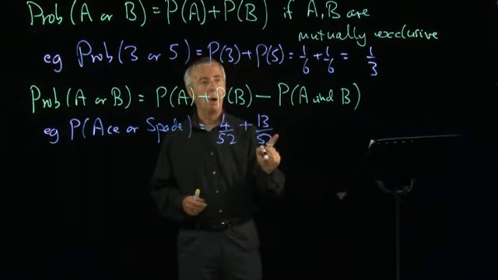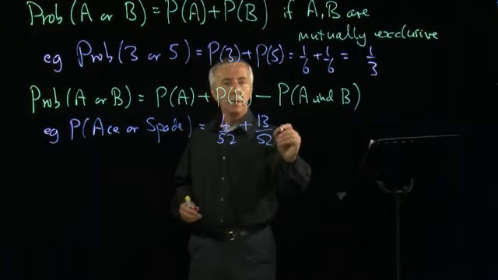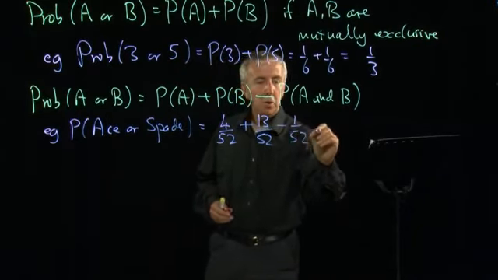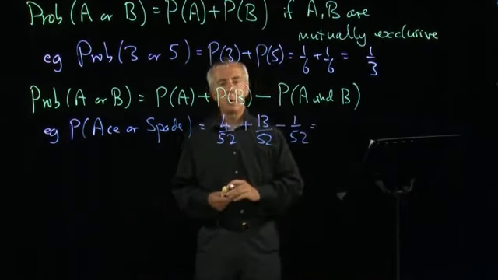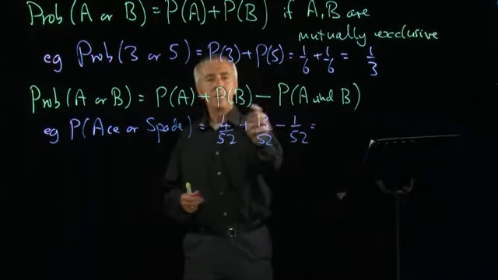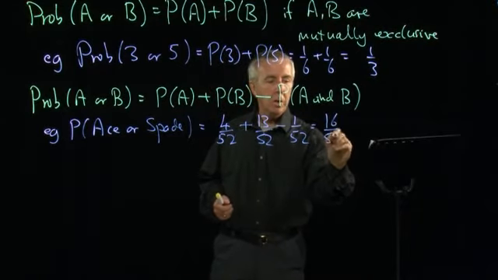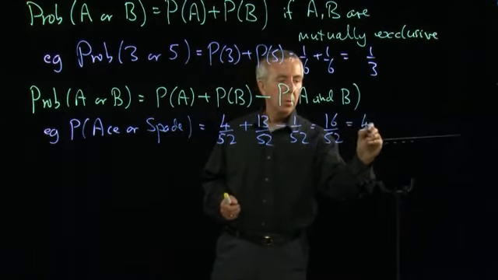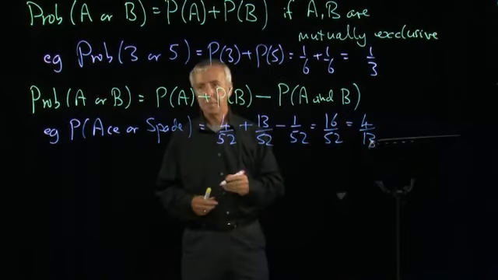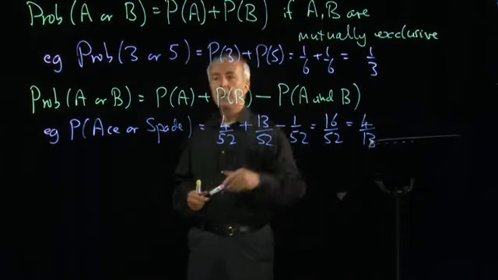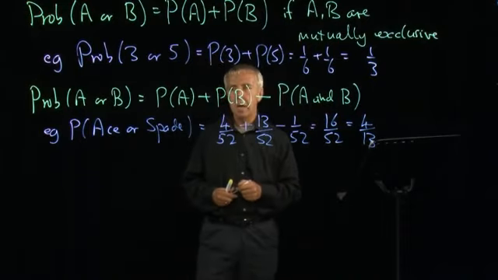There's one card that is an ace and a spade, so we need to take away the chance of getting that one card, which is 1 out of 52, and so if we add those together, 17 52ths, take away 1 52th, we're back to 16 52ths, which is 4 13ths. So we need to be aware of that correction term when the two events can both happen together.